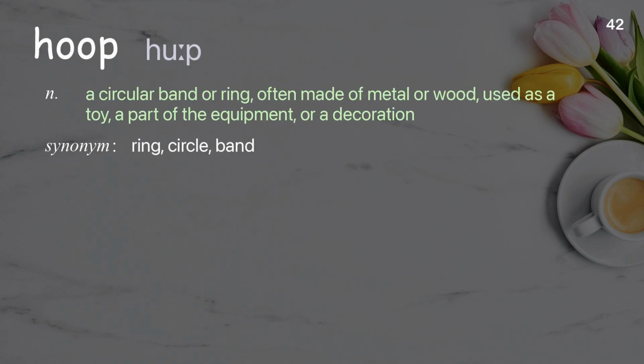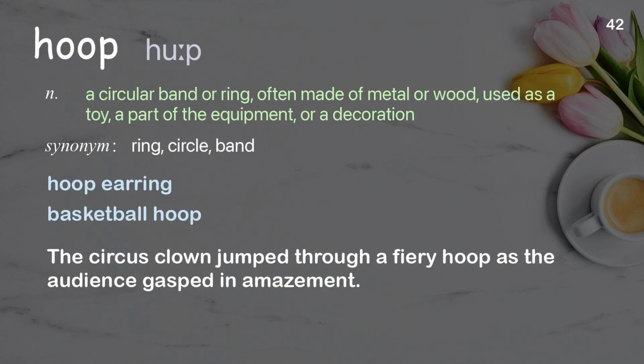Hoop. A circular band or ring, often made of metal or wood, used as a toy, a part of the equipment, or a decoration. Examples: Hoop earring, basketball hoop. The circus clown jumped through a fiery hoop as the audience gasped in amazement.